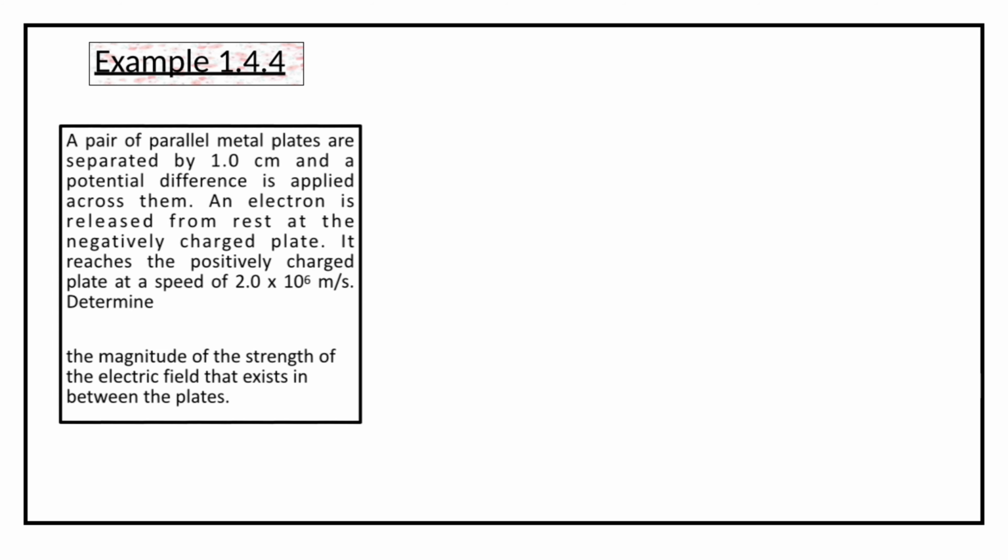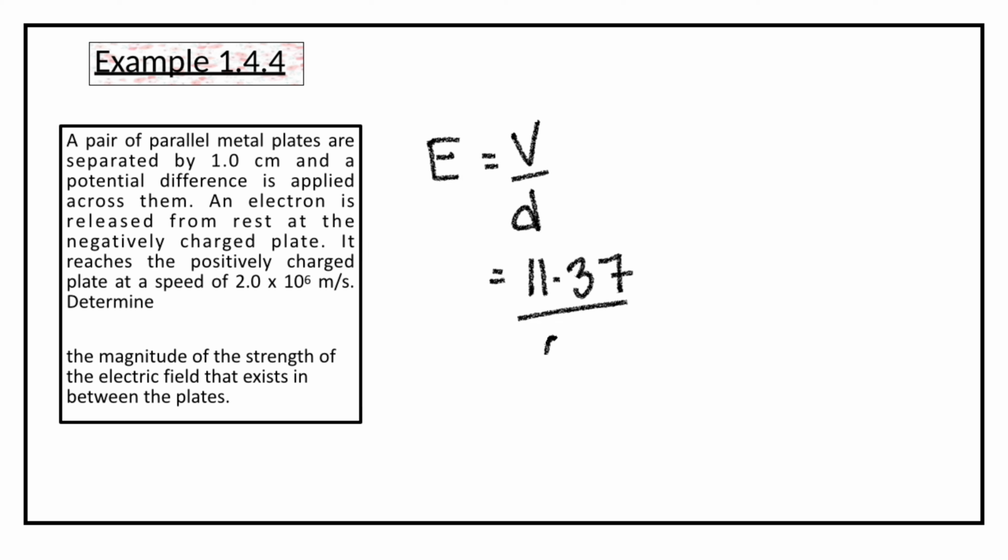Okay, next question, we need to find the strength of the electric field that exists between the two plates. So E equals V over d. V is 11.37, d is 0.01. So E will be equals to 1.14 times 10 power of 3 volt per meter.